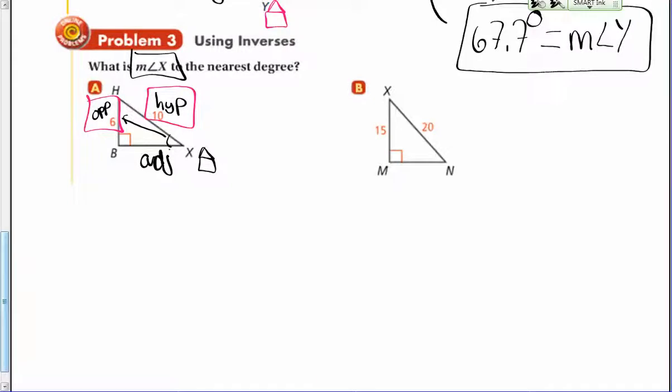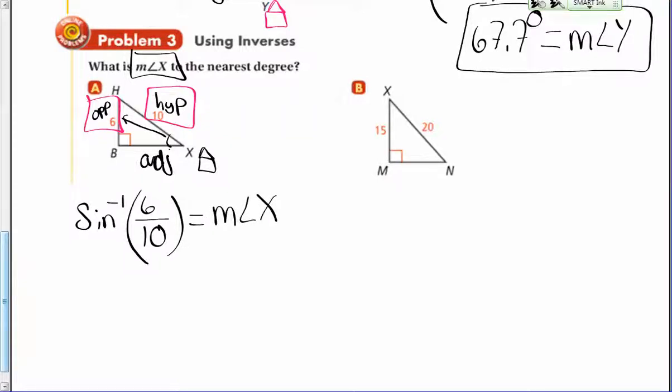I'm going to go to my foldable, and I'm going to say, okay, which one on the angle side, on the right side, has to do with opposite and hypotenuse, and I've decided that that's the inverse sine function. So the inverse sine of opposite over hypotenuse is the measure of my angle. All I have to do is go to my calculator, type in the inverse sine of 6 over 10. So second sine 6 divided by 10. I hit enter, and I get 36.9.